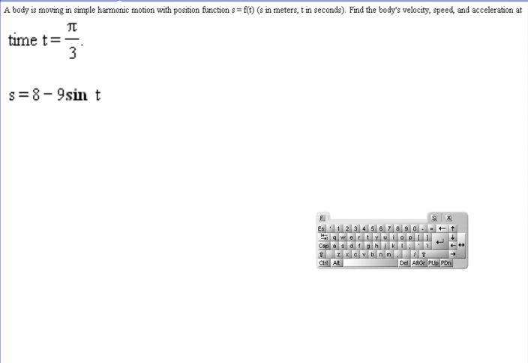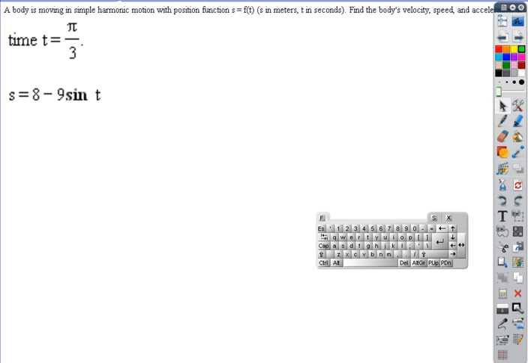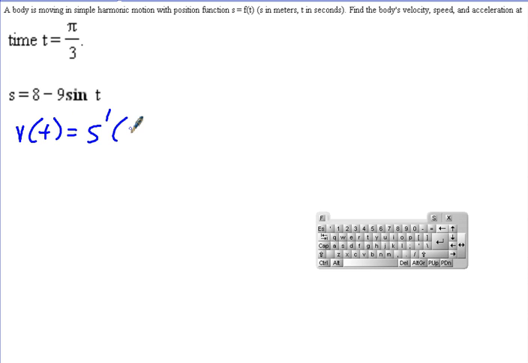Okay, so if that's position, what's velocity? The derivative. And we're finding these all at time t equals pi thirds, right? So v of t is just s prime of t, which is what? What's the derivative of 8? 0. So then I've got it equals -9 times the derivative of sine t, which is cosine t.